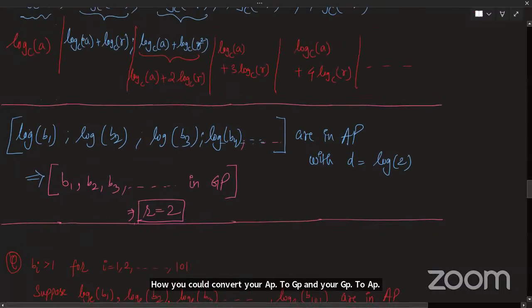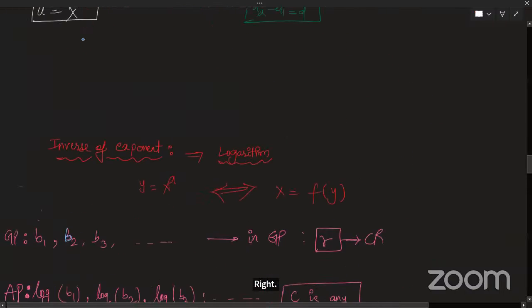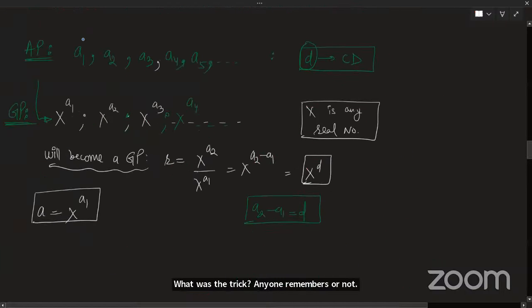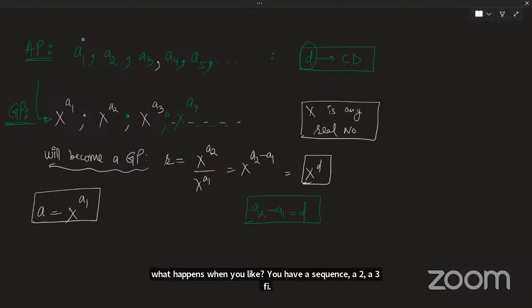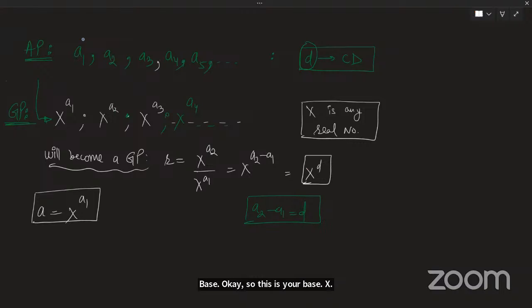What was the trick? Anyone remembers or not? How did you convert your AP to GP? I guess no one has revised. Inverse of exponent, correct. So what happens when you have a sequence A1, A2, A3, A4, A5, and you raise it to any base, say this base X? It is X raised to A1, X raised to A2, X raised to A3. So it becomes a GP, a geometric progression.